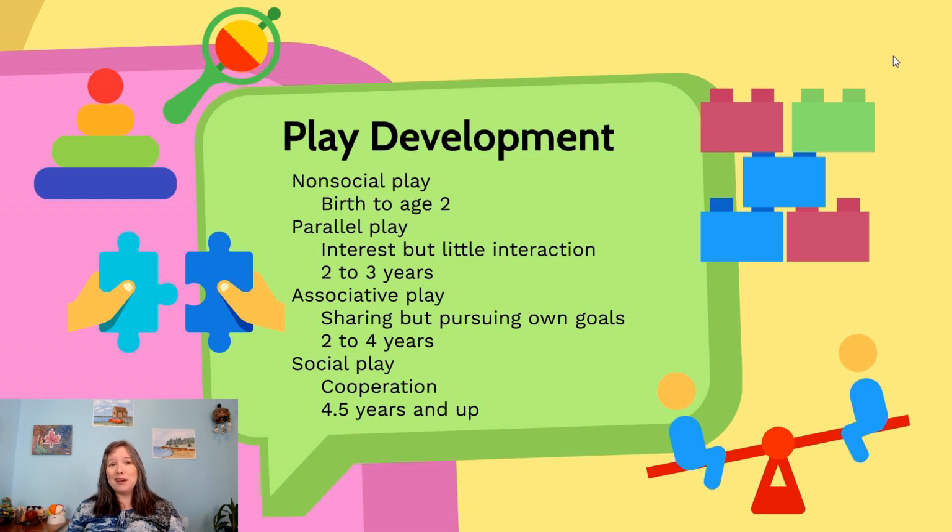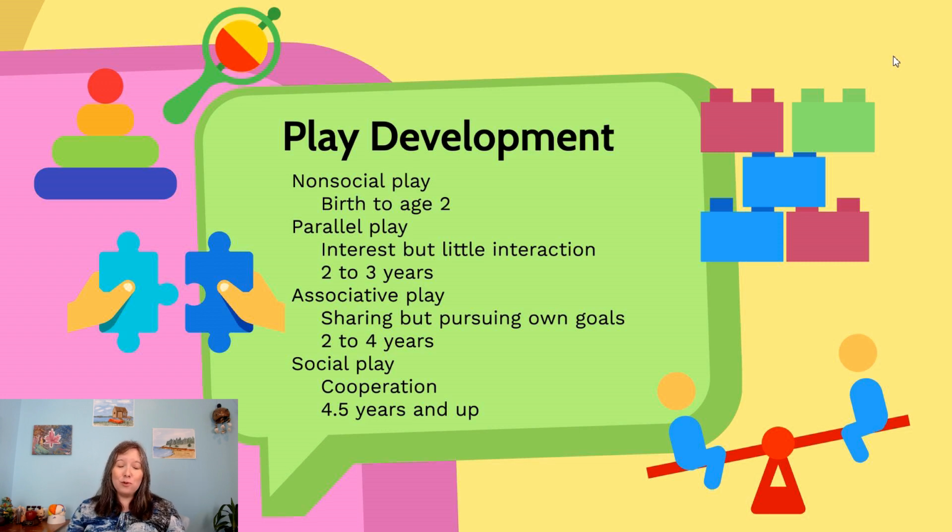And so this is a really complex milestone. Even when we get there at 4.5, even if we have the capacity to perform social play, we may still go back some time and do non-social, parallel, or associative. You might find yourself doing parallel all the time in waiting rooms with other adults. You might be playing on your phone, they're playing on their phone, and once in a while you notice each other, but you're not talking to the other person.